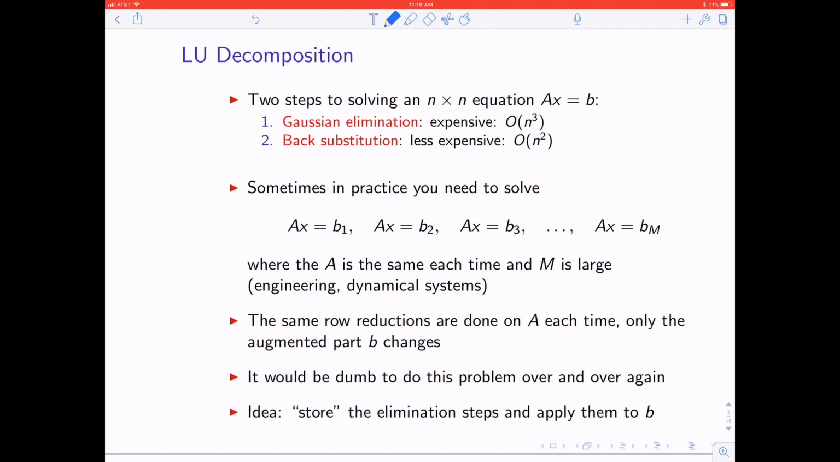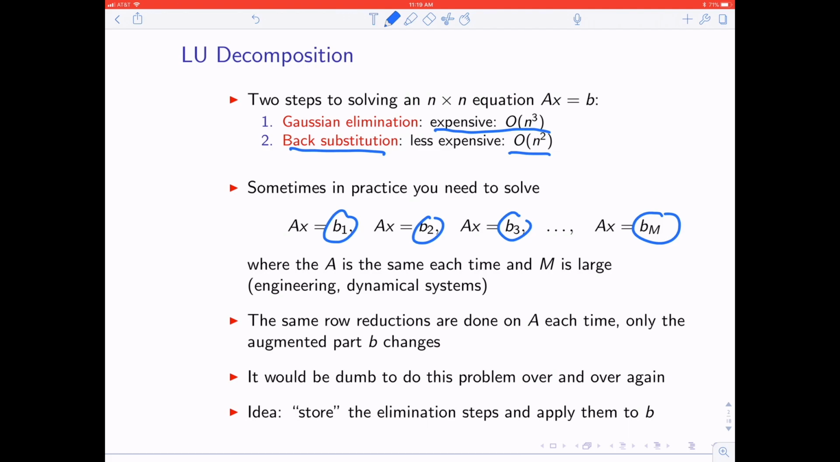And you might remember that when we were doing naive Gaussian elimination, the elimination step itself was kind of expensive. It was order n cubed for an n by n matrix. And then after you get the matrix into the proper form, you solve by back substitution, and that was an order n squared operation. And in many applications, you need to solve the problem AX equals B over and over again for different values of B, right? Maybe M of them, where M is a large number. This can happen in engineering problems, in dynamical systems problems, and other applications.